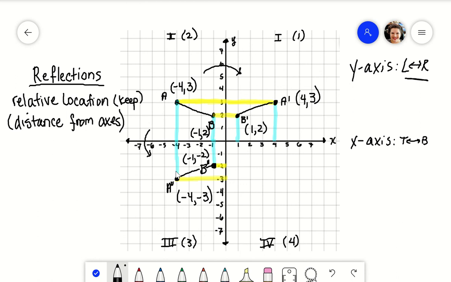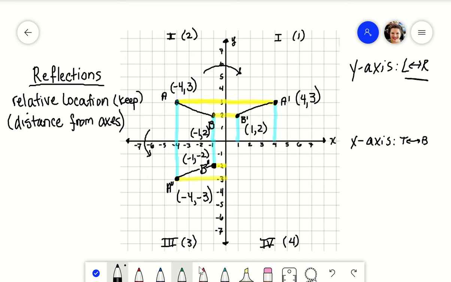Here, because the x-axis impacts top and bottom, it went from top left to bottom left. It didn't change that it was on the left. It changed that it was on the bottom of the shape relative to the other points in the shape. So that's what we talk about with relative location as well. It's not just the distance to the axes that we're talking about, but in relationship to the other coordinates in the shape or in the image.